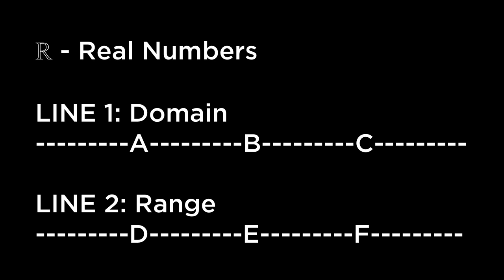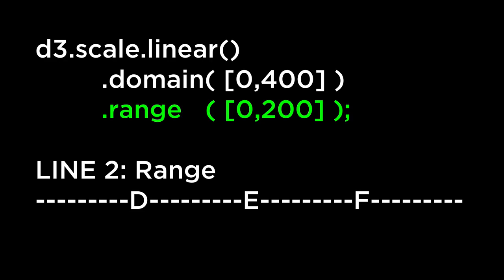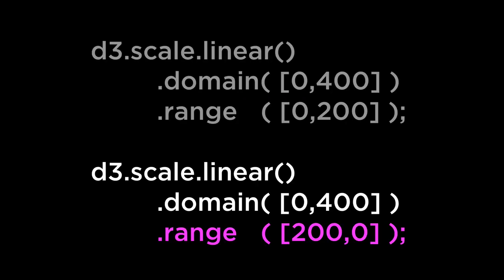The leftmost element in line 1 gets transformed to the leftmost element in line 2, and the rightmost element in line 1 gets transformed to the rightmost element in line 2, and the middle elements in line 1 get transformed to the middle elements in line 2. When we tell D3 what the range is, we are defining what the leftmost and rightmost elements are in line 2. Why directions for the range as well?